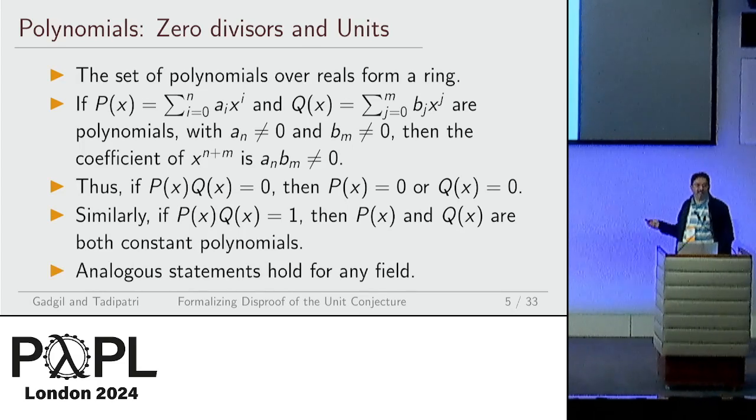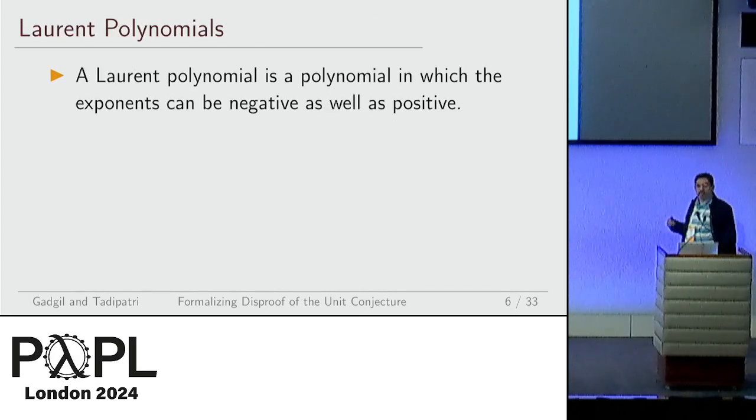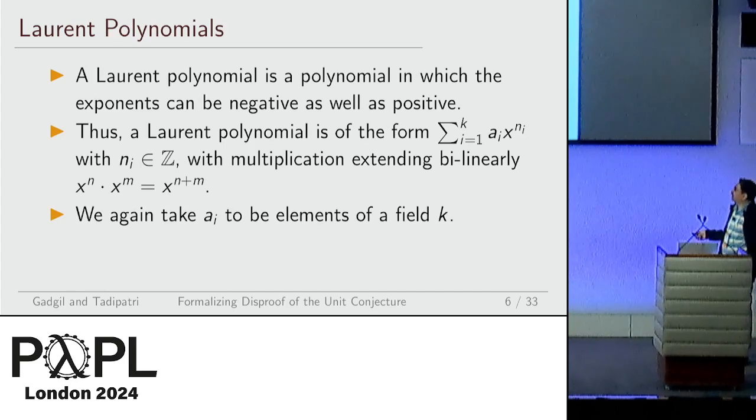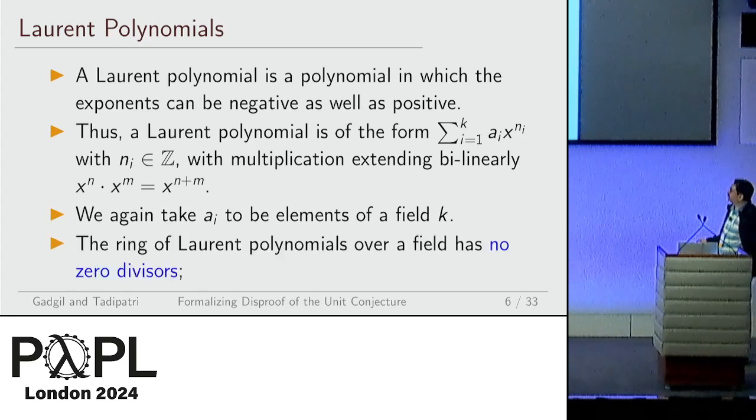Okay, all this holds for any field. You can change your coefficients to, instead of real numbers, rational numbers, finite fields, etc. Even better motivation are Laurent polynomials. Here we are allowing negative powers, so 3x plus 2 over x squared is a Laurent polynomial. Any Laurent polynomial is of the form sum of a_i x^{n_i}, where n_i are integers, and multiplication extends: x^n times x^m is x^(n+m). Again we take a_i to be elements of any field.